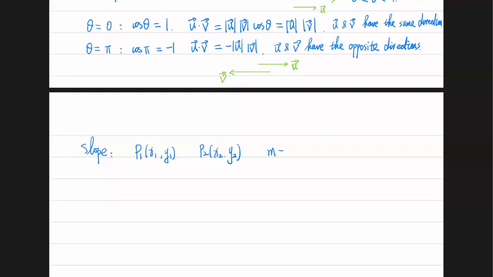Okay, so we all know the slope. Let's explain the opposite direction. That's different.